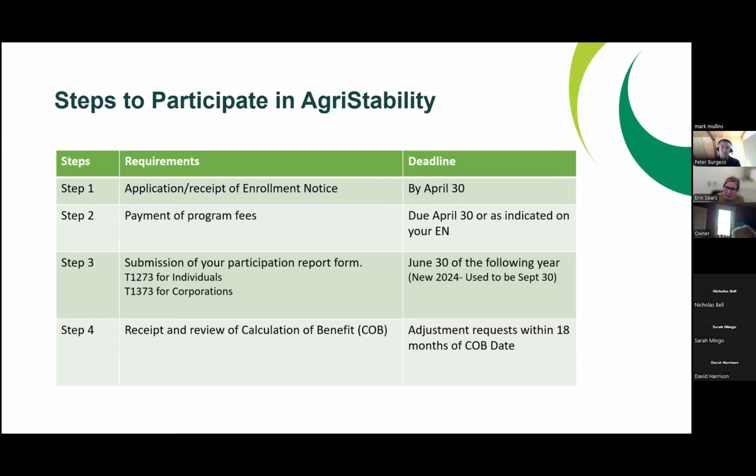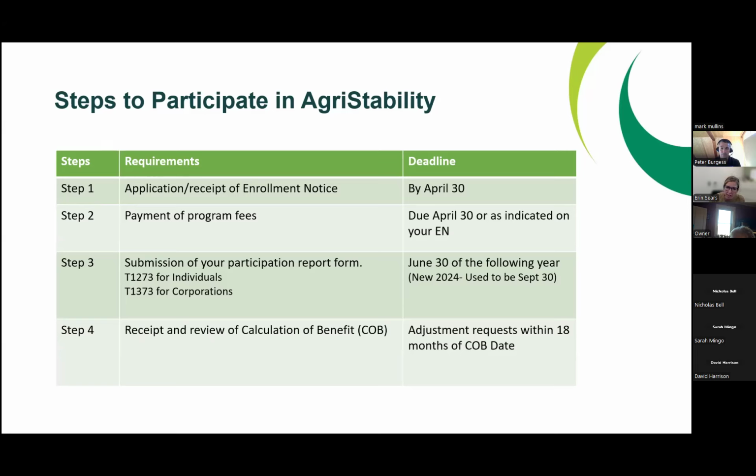Once AAFC gets that information from CRA, you would receive your calculation of benefit. This is a form that has the ins and outs of how your calculation was done. It will also let you know if you receive a payment or not.